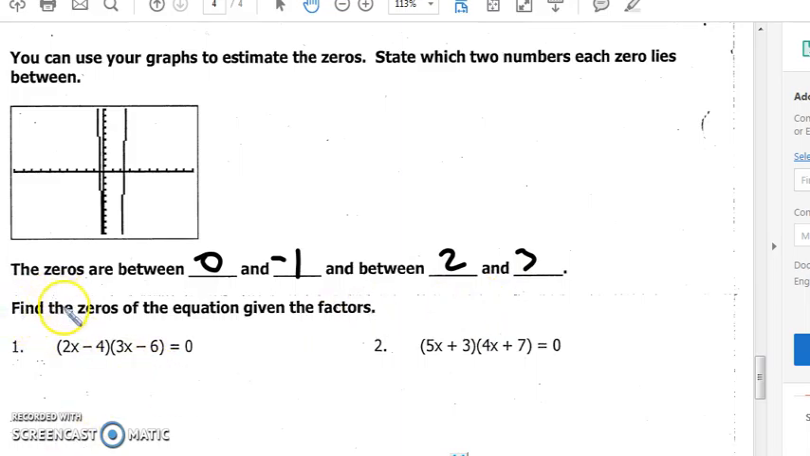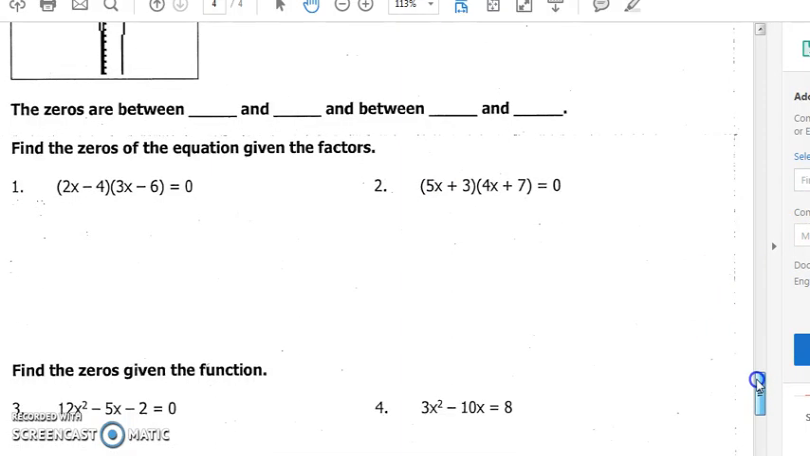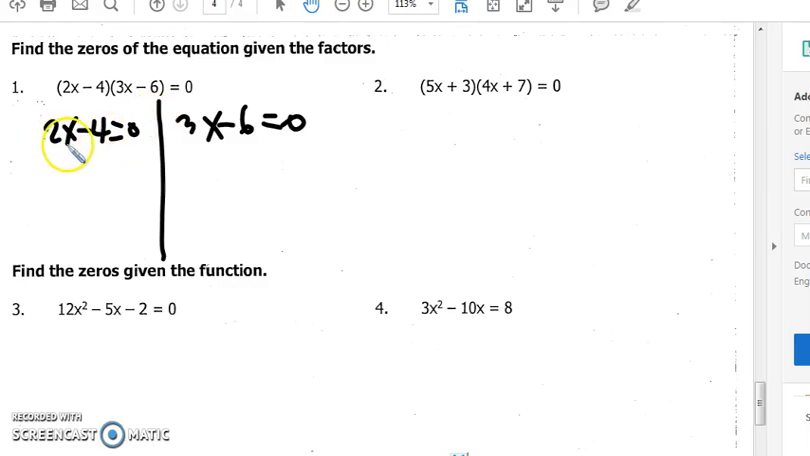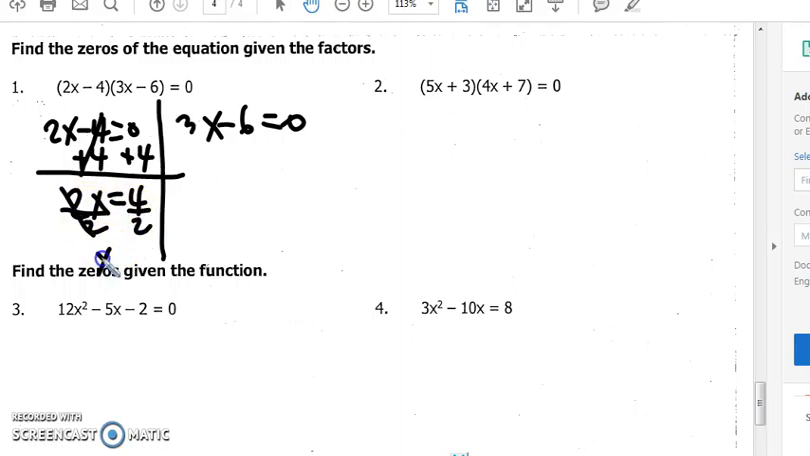The next part, find the zeros of the equation given the factors. So let's do one together, and I want you to do number 2 by yourself as practice. Number 1, you're not going to do anything, you're just going to set it equal to 0. So you need to find what the x's are. And since you have 2x here, you need x, another x. Solve for x. So you're just going to copy and set it equal to 0, and you just do inverse. Divided by 2. The first x is 2.